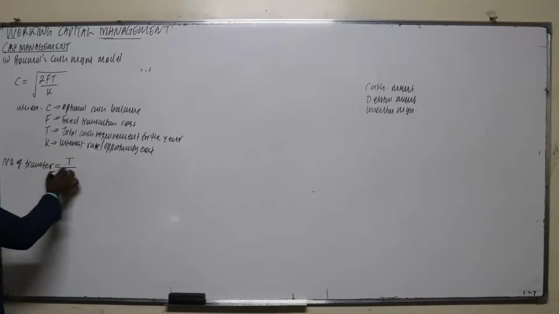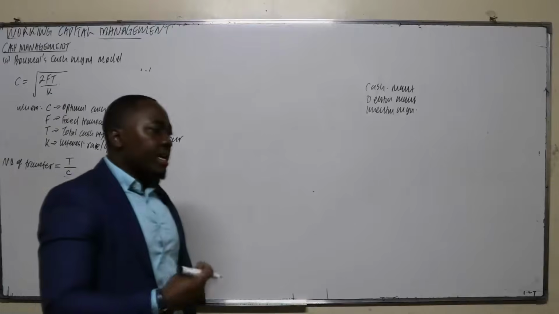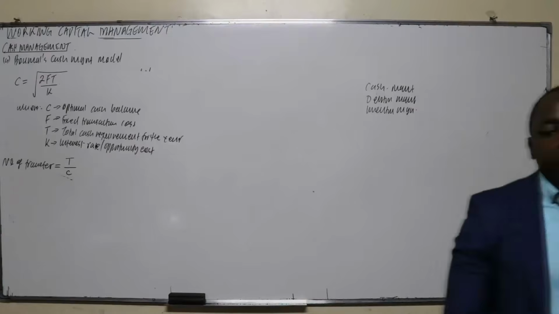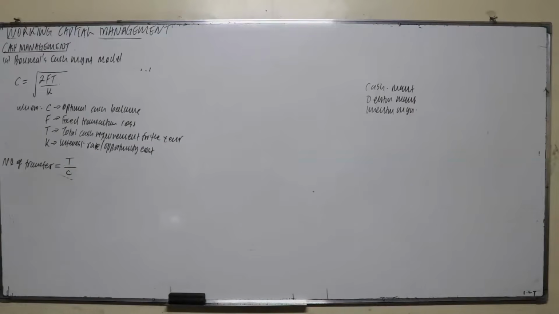Then how do we get the number of transfers? The number of transfers, you take T over C. Under inventory, the number of transfers is what we call the number of annual orders. So when I talk about the number of transfers, how many times in a year should you be banking your money? Then we say that the total cost of maintaining cash balance will be determined as follows.